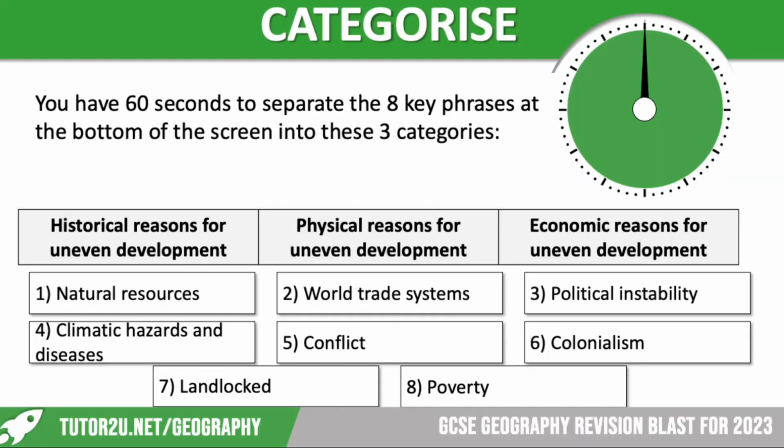Right, let's move on. We're going to do another categorised activity. So we're focusing this time on why there is a development gap across the world. There are lots of reasons why some countries have been able to develop and some haven't. Now we are going to be able to rank these into historical reasons, physical reasons, or economic reasons. Like before, you have got a minute to do this to get them into those 3 categories. If you need more time, please pause the video.